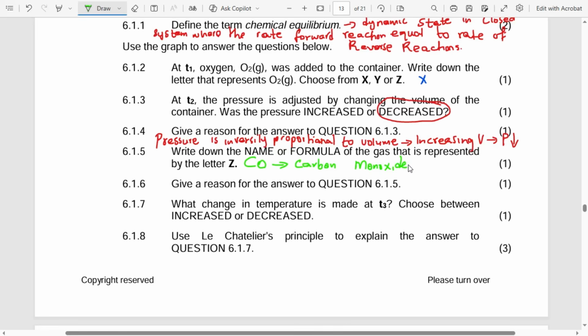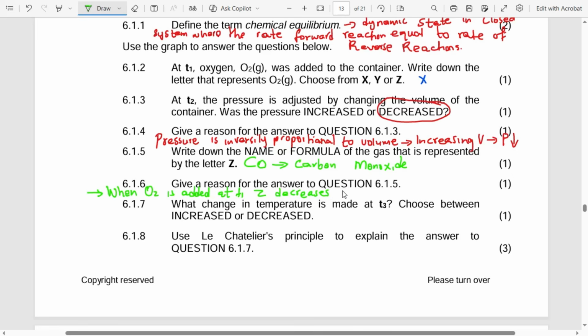Okay, next one. Give a reason for the answers. Come on. The one has to give a reason. Okay, so the reason is that when O2 is added, we know that it's added at T1. Okay, and then the equilibrium shifts to the right. Therefore, Z decreases also.